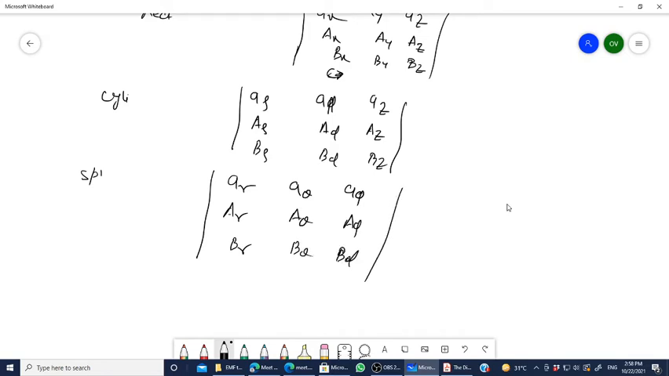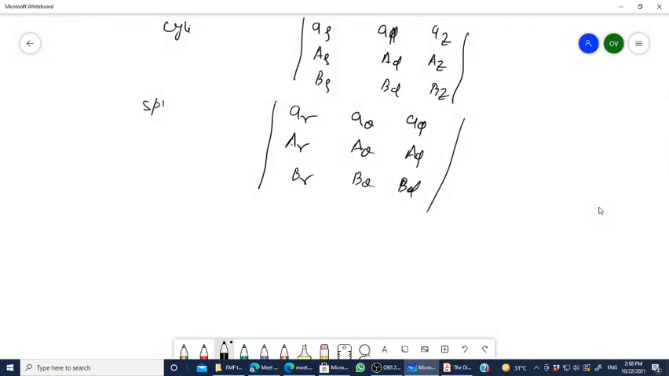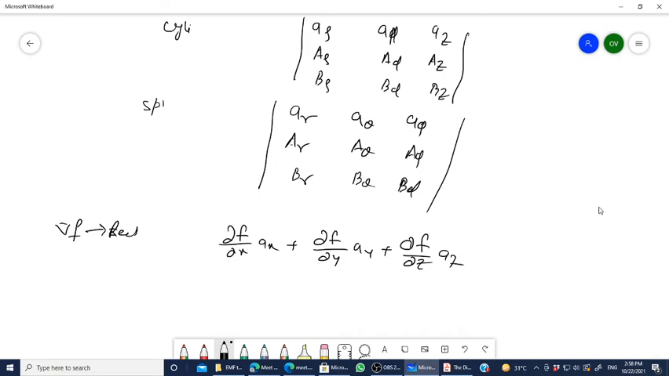ओके, ग्रेडियंट अगर आप लेंगे स्केलर फंक्शन का, let's say how the gradient of function is defined if f is in the rectangular coordinate, del f of del x ax plus del f of del y ay plus del f of del z az, ये हो जाएगा. In the cylindrical coordinate it is represented like del f by del rho a rho plus 1 upon rho del f by del phi a phi, साथ में plus del f by del z az.